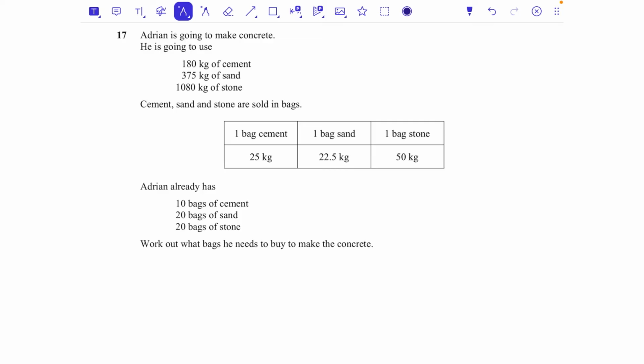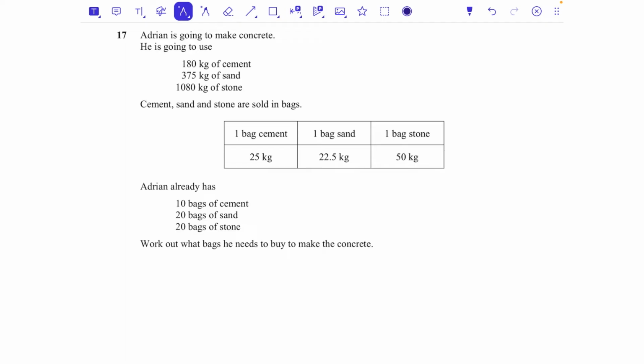Question number 17. Adrian is going to make concrete. He's going to use 180 kilograms of cement, 375 kilograms of sand, and 1,080 kilograms of stone. Cement, sand, and stone are sold in bags, and those are the weights of each bag. Adrian already has 10 bags of cement, 20 bags of sand, and 20 bags of stone. Work out what bags he needs to buy to make the concrete.